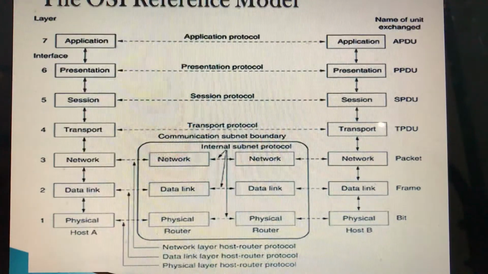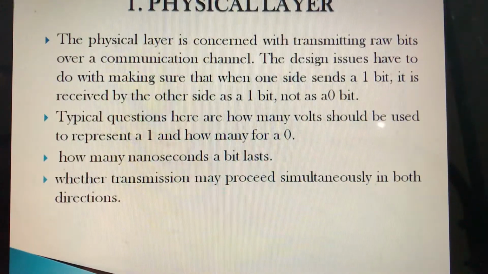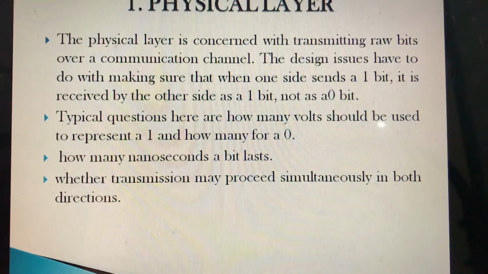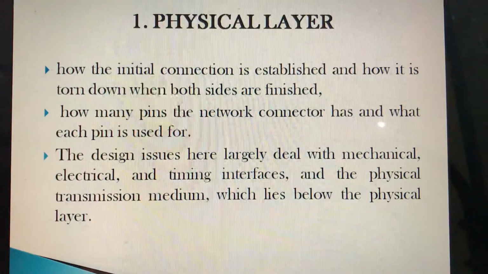The first layer is the bottommost layer, the physical layer. The physical layer is concerned with transmitting raw bits of data, for transmitting the bits 0 and 1. Many issues are related to the physical layer, which include how many volts should be used to represent 1 or 0, how many nanoseconds a bit lasts, whether the transmission is duplex, how the initial connection is established and how it is terminated, how many pins are used and what is the purpose of each pin.